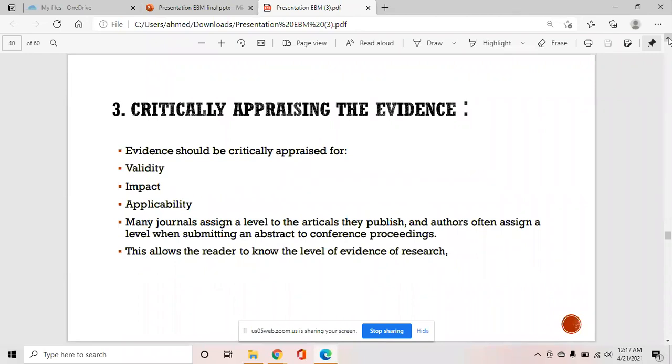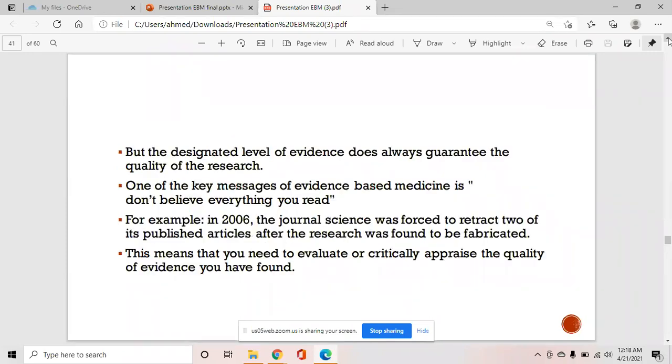Critically appraising the evidence. Evidence should be critically appraised for validity, impact, and applicability. Many journals assign a level to the articles they publish, and authors often assign a level when submitting an abstract to conference proceedings. This allows the reader to know the level of evidence of research. But the designated level of evidence does not always guarantee the quality of research.